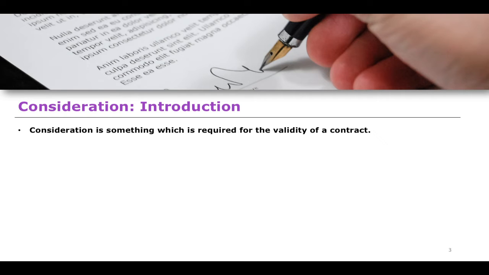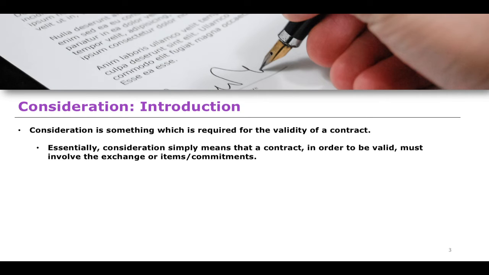As a basic introduction, consideration is required for the validity of a contract. If there is a contract without consideration, it will not be valid. It would be void, it would not have existed in the first place. As a result, we have to think about consideration in as much detail and with the same rigour as we do agreement and an intention to create legal relations.